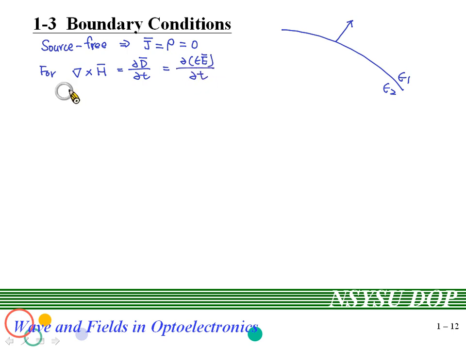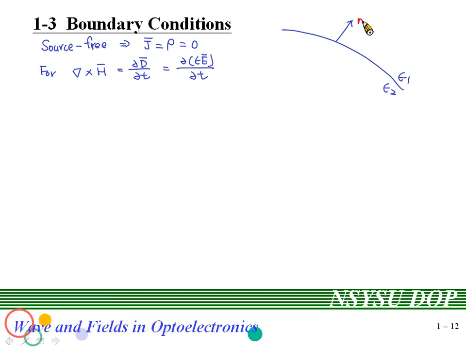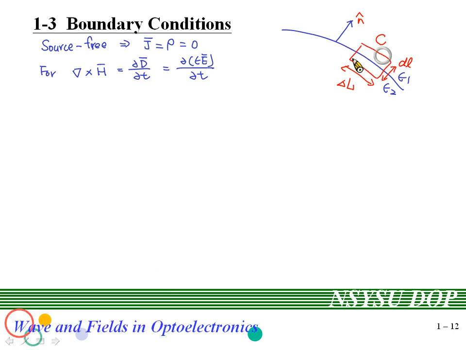And now we want to perform the surface integral of this equation over an open surface. Here, we define an open surface across the dielectric interface. Sorry, here it should be n hat. We define an open surface like this. It is a rectangle. The contour of the open surface is C, and the width of the open surface is dl. The length is d capital L. And now we would like to perform the surface integral over this open surface.